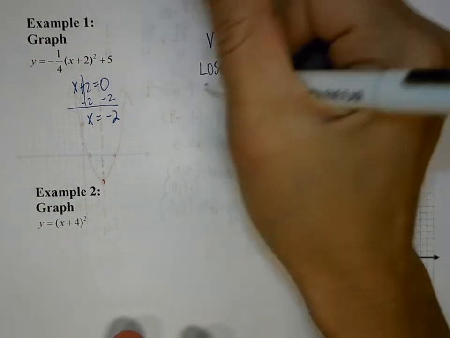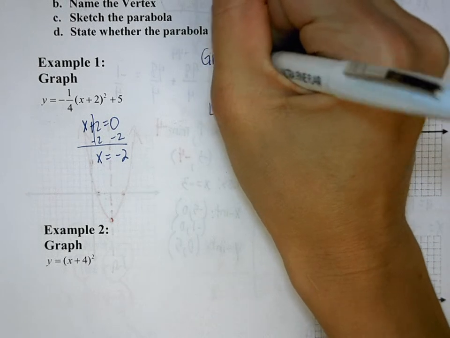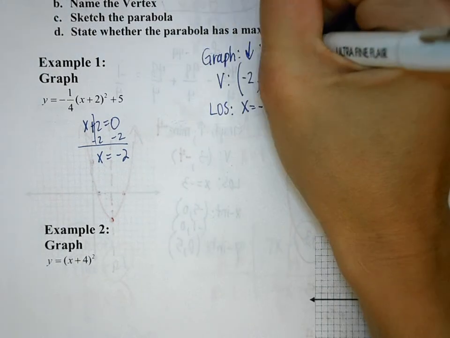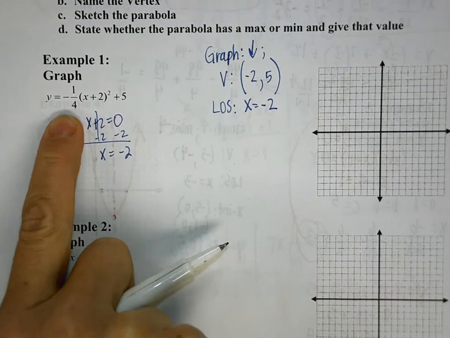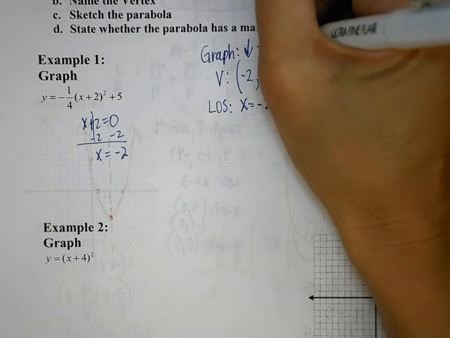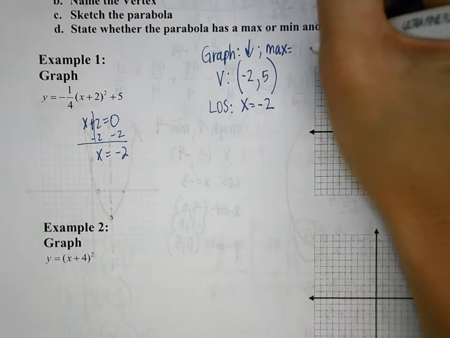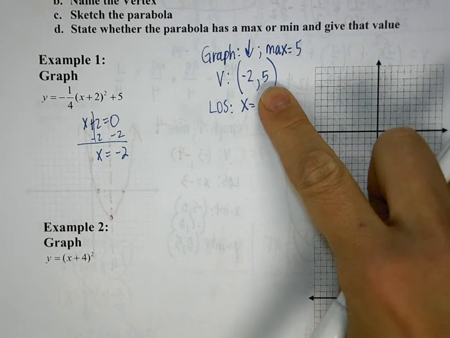Okay, on this one, our graph. Is our graph going up or down? How do you know it's going down? Because there's a negative in front. Very good. And if it's going down, that means is it max or min? Max. And what is my maximum value? 5. It's always the y value of the vertex that gives you your max or min value.